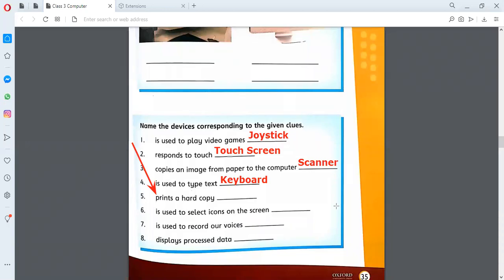So dash prints a hard copy. The name of that device starts with P and the name of that device is a printer. Let me ask the spelling of printer.